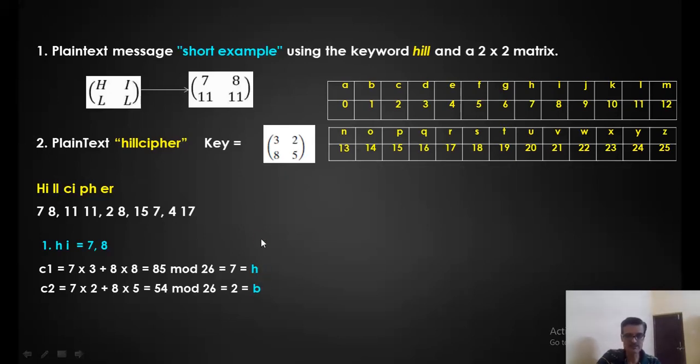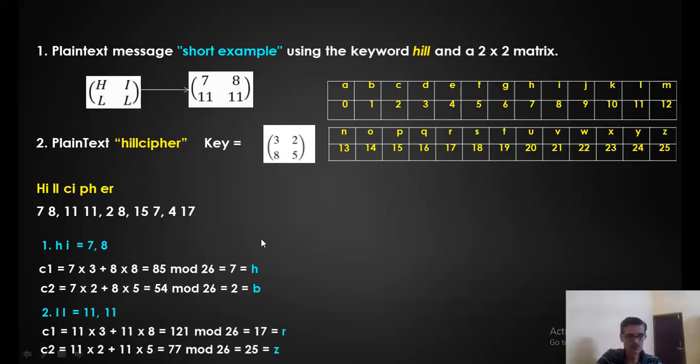My second pair is 11 and 11, so I take 11 over here and multiply again. C1 is 11 multiplied by 3 plus 11 multiplied by 8. Take the modulus, 17, R is the answer. What about C2? 11 multiplied by 2 plus 11 multiplied by 5, take the sum of both, I get 77, mod 26 is 25, replace that by a Z, refer to the table.